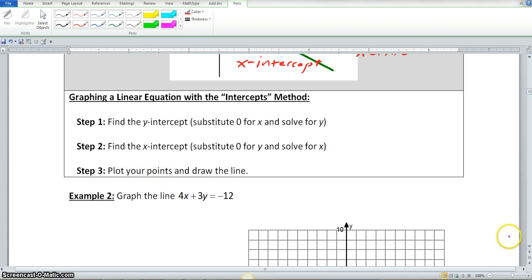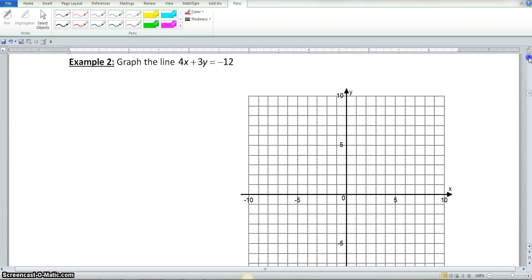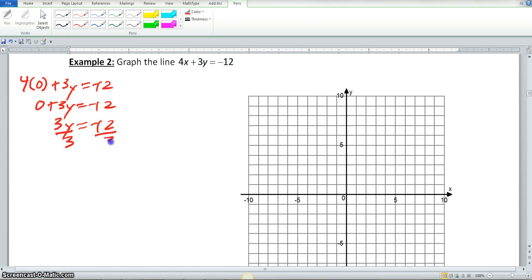Plot your points and draw the line. Now let's take a look here. Let's apply what we just read. Let's find the y-intercept first. The y-intercept tells us we must substitute in 0 for x. So we would take 4 times 0 plus 3y is equal to negative 12. So 4 times 0 is 0, plus 3y equals negative 12. So 3y equals negative 12, divide each side by 3, and y is negative 4.